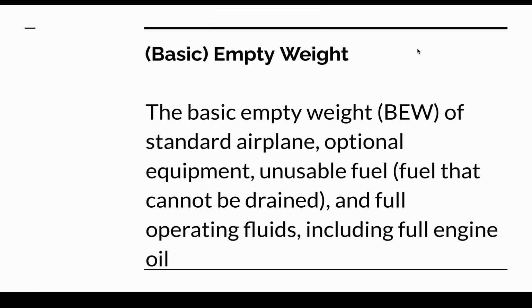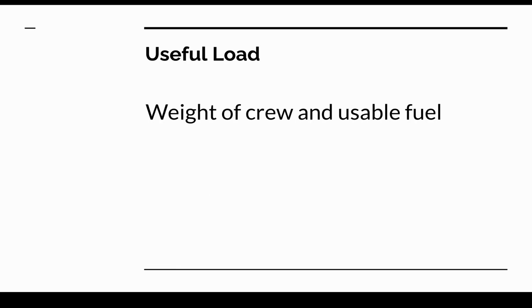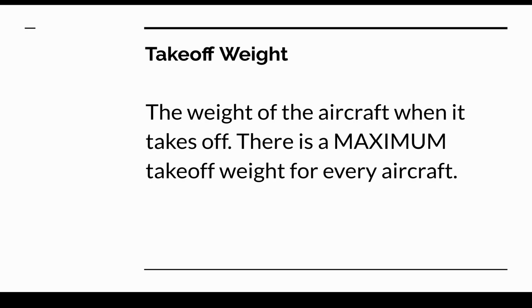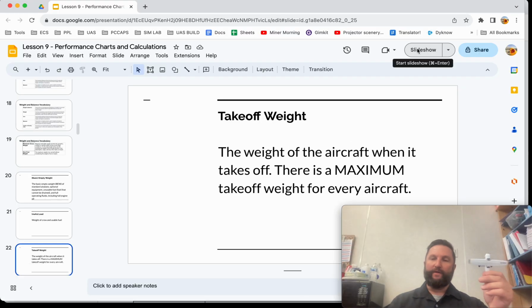BEW, the basic empty weight, is all the parts of the airplane plus the optional equipment, unusable fuel that can't be drained, and full operating fluids like oil. Useful load, that's the weight of the crew and the usable fuel. Takeoff weight, the aircraft's weight when it takes off. There's a maximum takeoff weight for every aircraft. For example, the Cessna Skyhawk, the one that I fly, the maximum takeoff weight is about 2,650 pounds. It can't weigh more than that, or it can't take off safely.